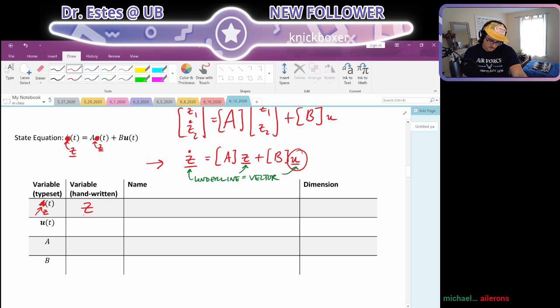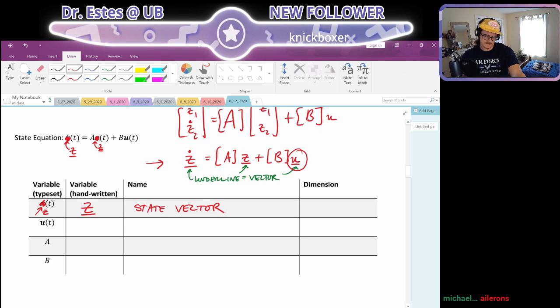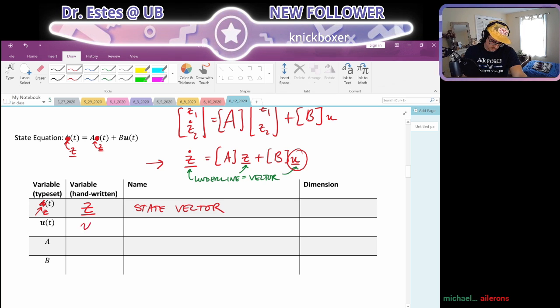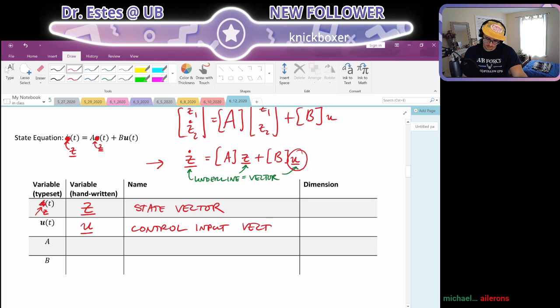So let's go through this table. So Z, this is our state vector. U, we'll call this our control input vector.